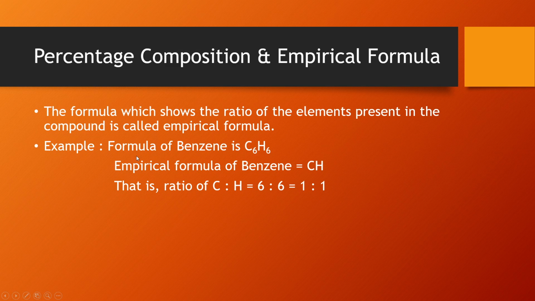We can see an example: benzene has a formula of C6H6. So the empirical formula will be 6 is to 6, that is 1 is to 1. This is the ratio of benzene, and it will be the empirical formula of benzene, that is CH. It means that from the empirical formula we can obtain the ratio of a molecular formula, that is how many atoms are participating.